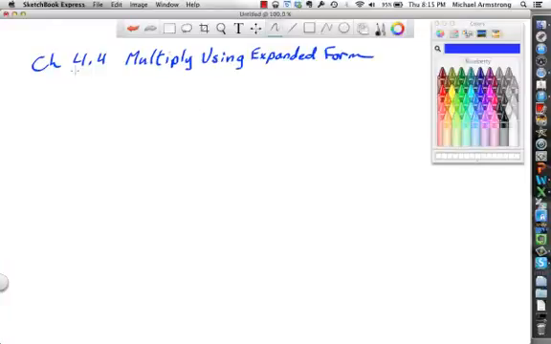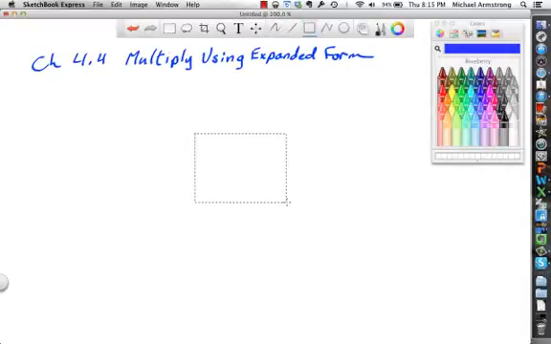Okay, today for chapter 4.4, we're going to multiply using the expanded form, and we're also going to multiply the usual way, the typical way, the way that you guys may have done it before. It might be that you've done it this way before too, but this is sort of a newer method. So I just want to show it to you real quick.